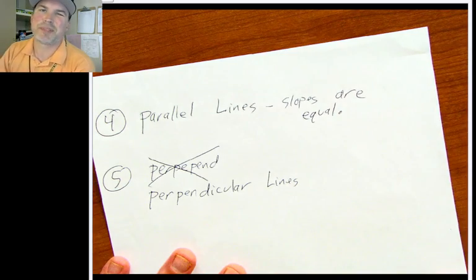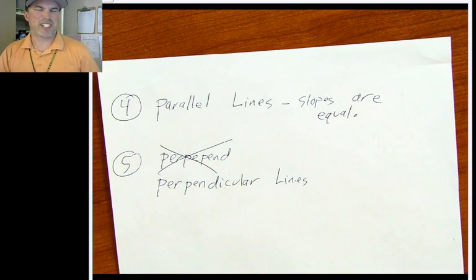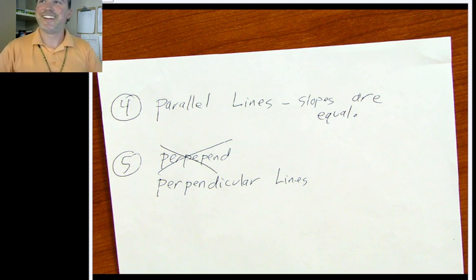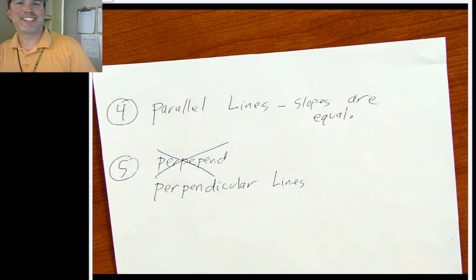Don't say slopes are the same. It's kind of vague. Same is different. No, wait, same is same. But if they're two different lines, can they have the same slope or do they have equal slopes? It's confusing, isn't it? So we're just going to say slopes are equal.